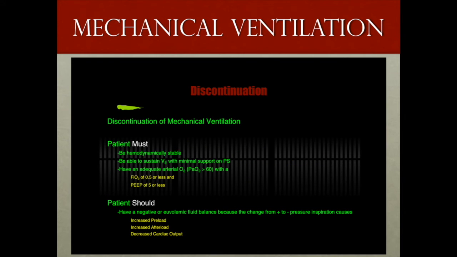For discontinuation of mechanical ventilation, there are certain musts and there are certain shoulds. So patients must be hemodynamically stable. They must be able to sustain a minute ventilation, which can support them physiologically on a minimal amount of pressure support. And they have to have adequate arterial oxygenation, meaning a PaO2 of at least greater than 60 with minimal support, and minimal support being an FiO2 of 0.5 or less, and PEEP of 5 or less.